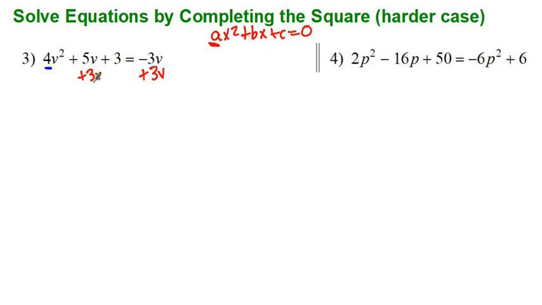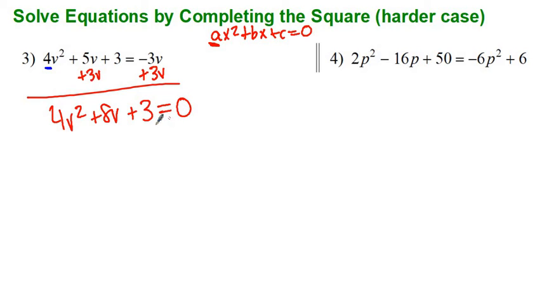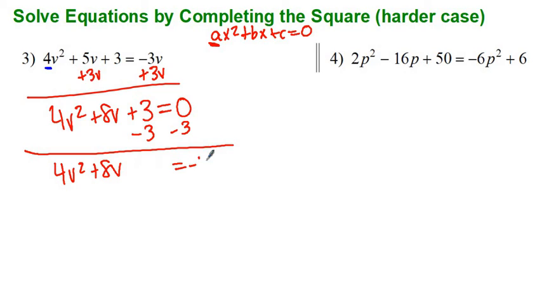We'll move the 3v over. So we have 4v squared plus 8v plus 3, and that's equal to 0. Okay, again, this is not going to factor. Even if we try to use the swing method here, it's not going to work, so we'll move that number over here. And then here's the key part of this problem.